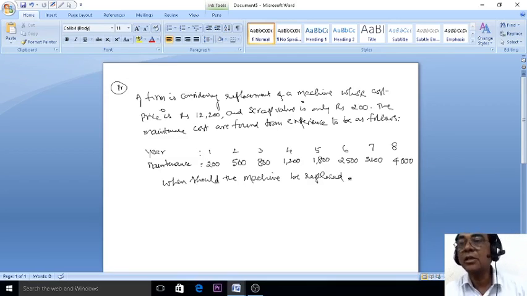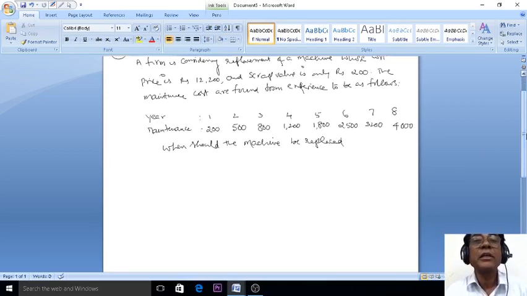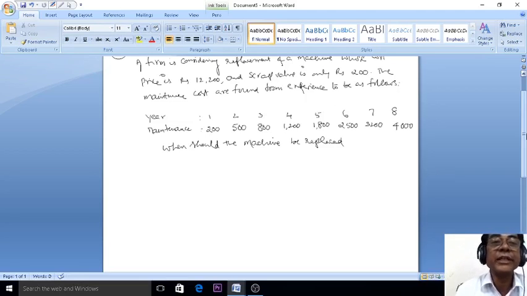So this is the question. Now apply our tabular form. Here, a firm considers replacement of a machine whose cost price is rupees 12,200. Scrap value is given as 200 rupees only. The maintenance cost chart is given. So solution. What is the solution? First, the tabular form.